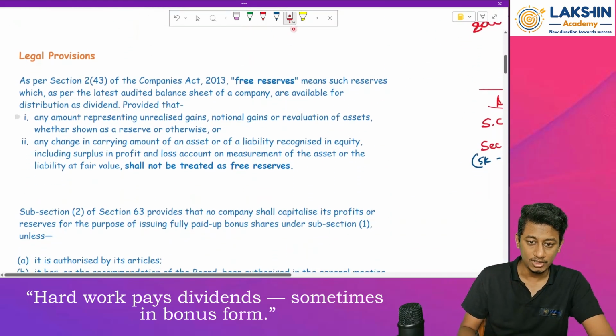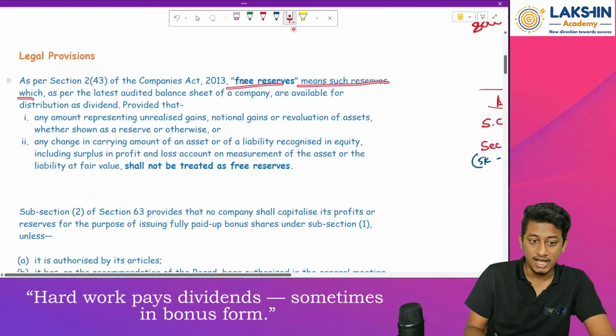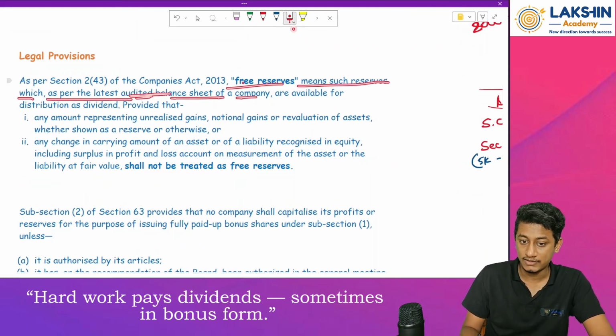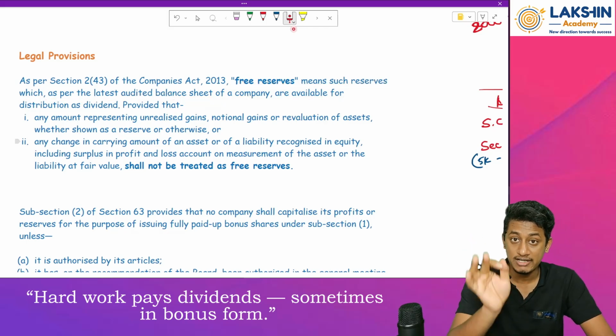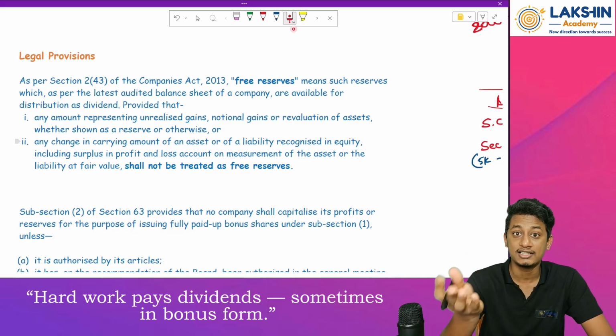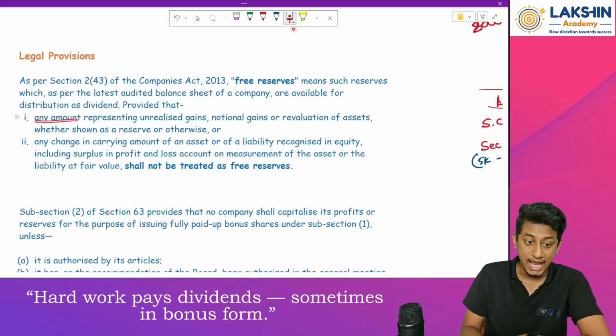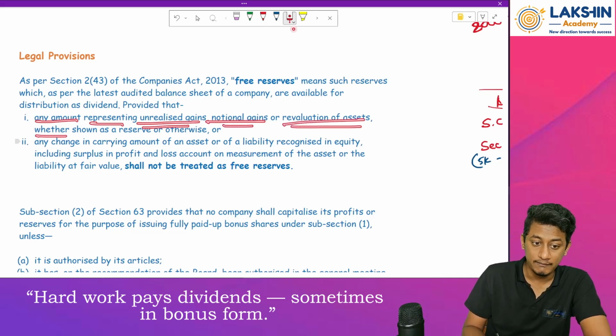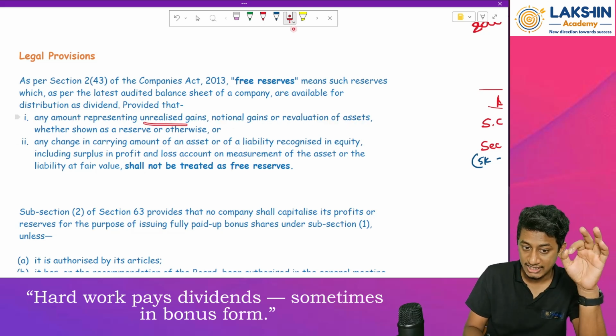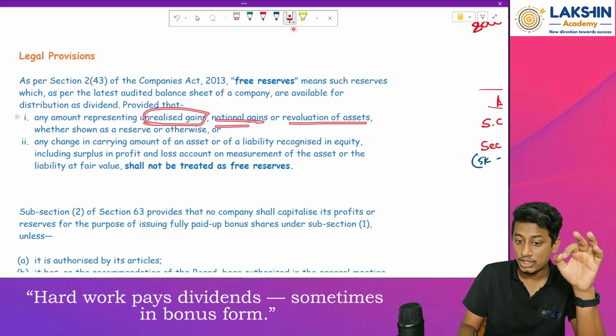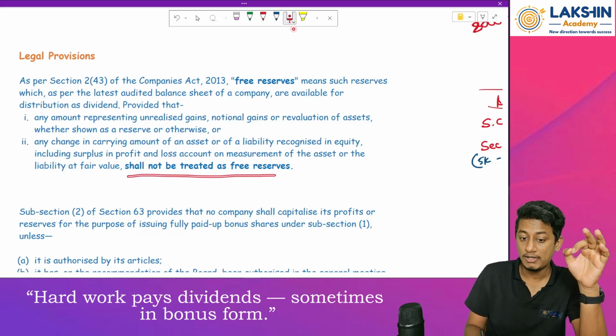Let's see. So, free reserves means such reserves which, as per the latest audited balance sheet of the company, are available for distribution as dividend. So, whatever reserves you have in the balance sheet that can be declared as a dividend to the shareholders can be called a free reserve, provided that. But what is the condition over here? That any amount representing unrealized gains, notional gains, or revaluation of assets, whether shown as a reserve or otherwise, shall not be treated as a free reserve.